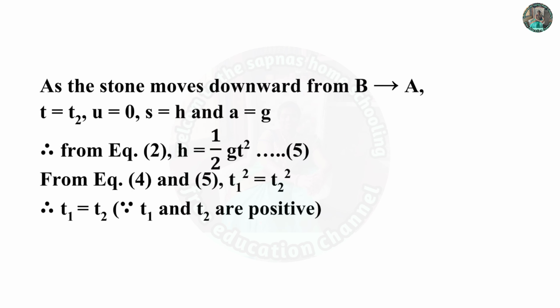As the stone moves downward from B to A, t = t2, u = 0, s = h and a = g. So from equation 2, h = ½gt2² is the fifth equation, and from equations 4 and 5, t1² = t2². Therefore t1 = t2, as t1 and t2 are positive.